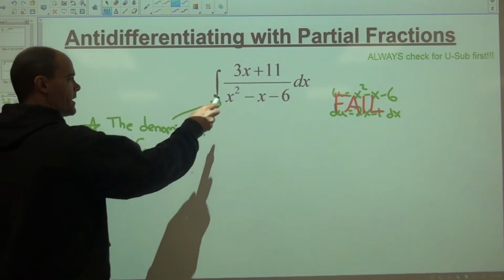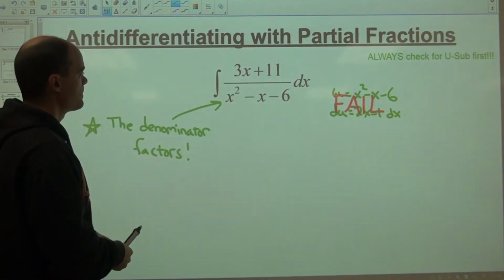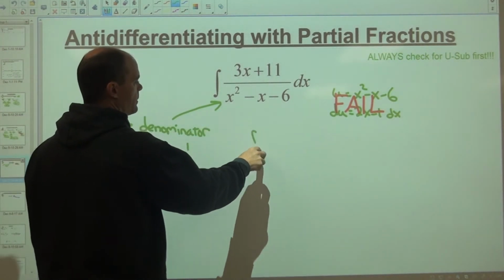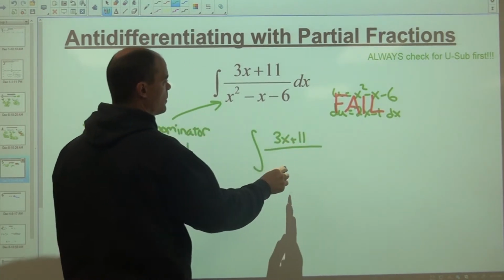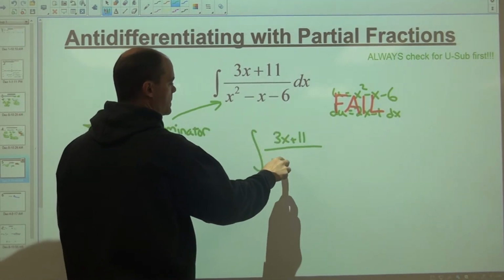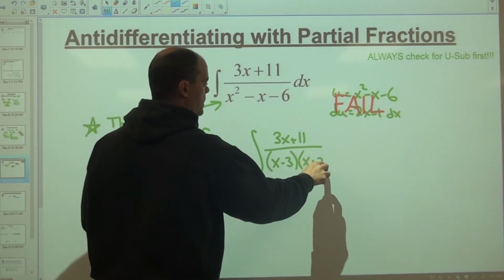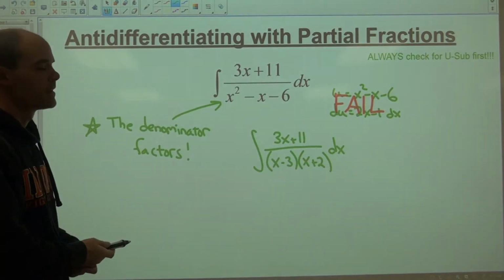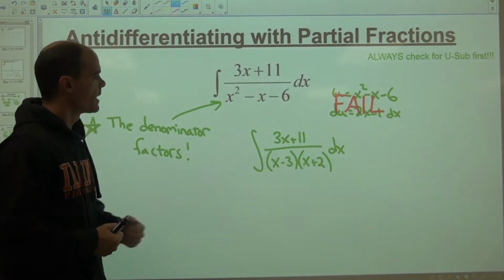Okay, so this has to factor. If this doesn't factor, I won't be able to split it into two separate pieces. So I start by factoring my denominator, and I rewrite this. So I'm going to have 3x plus 11 over x minus 3 times x plus 2 dx. All that factoring you guys did in Algebra 1 and Algebra 2 just keeps coming back.